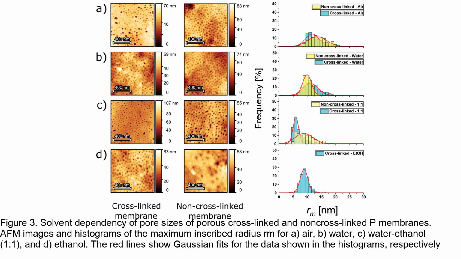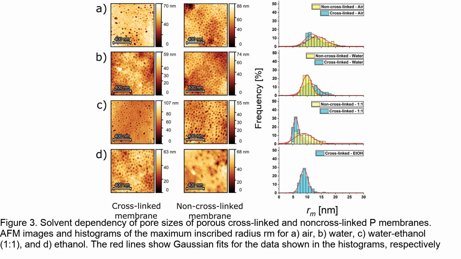This figure presents the solvent dependency of the pore sizes of the cross-linked and non-cross-linked block copolymer membranes. Atomic force microscopy, AFM, images and histograms of the maximum inscribed radius are shown for air, water, ethanol, and water-ethanol environments. The results indicate that the distribution of the pore sizes is shifted to smaller values when the membranes are immersed in water or ethanol compared to the air environment. Furthermore, the pore sizes are smaller in the water-ethanol mixture compared to pure water, indicating a further reduction in pore size due to the presence of ethanol.